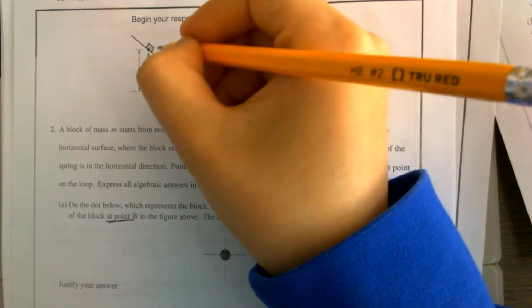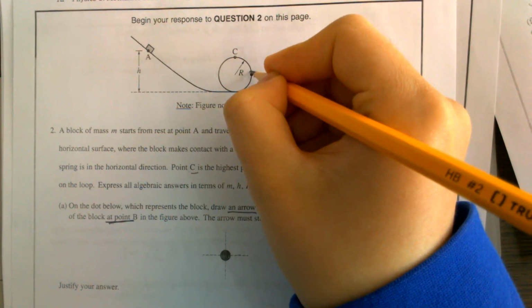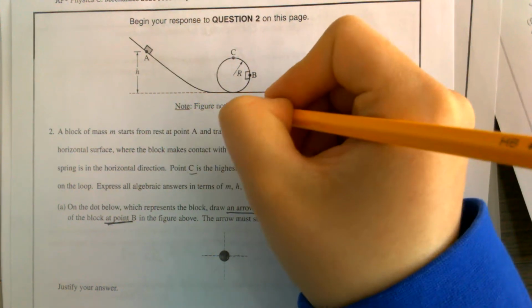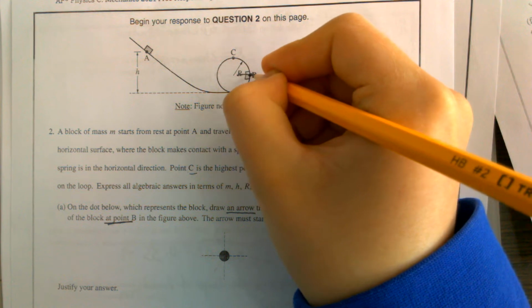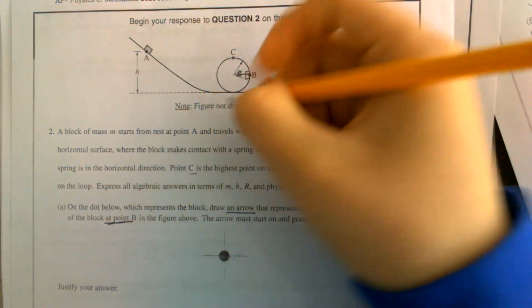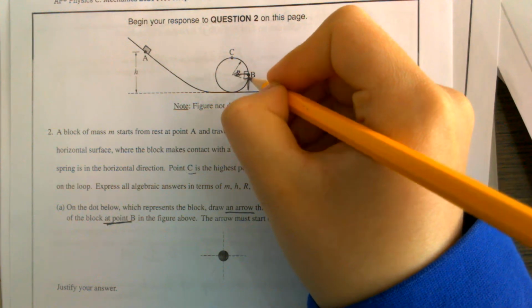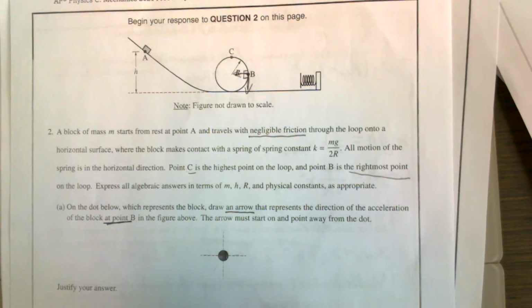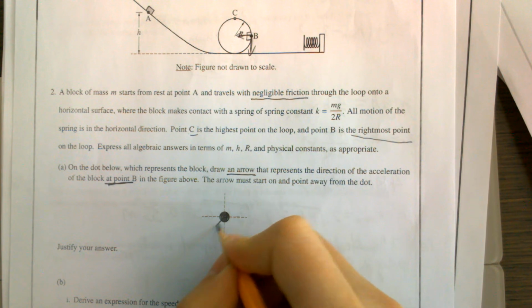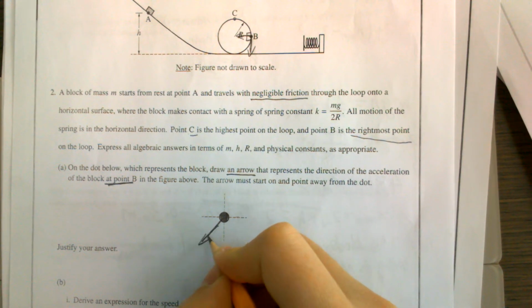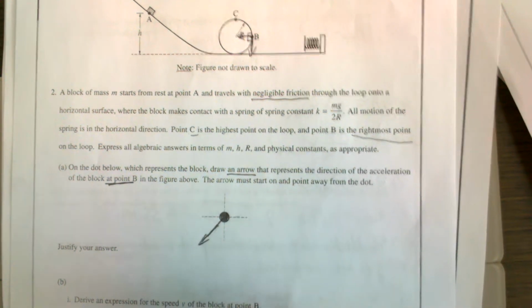Okay, so when the block moves to point B, it should have a normal force, right, pointing to the left, and also gravity pointing downward, which means the total acceleration should be pointing down left.